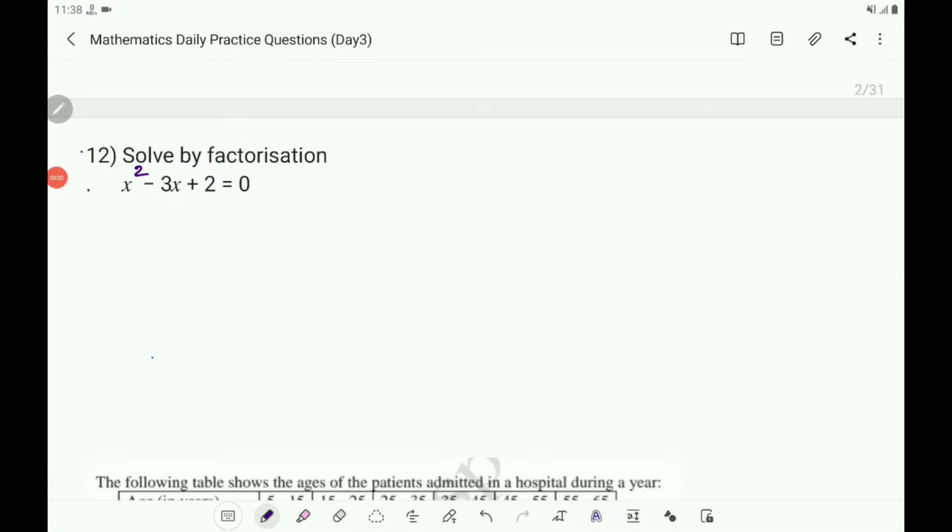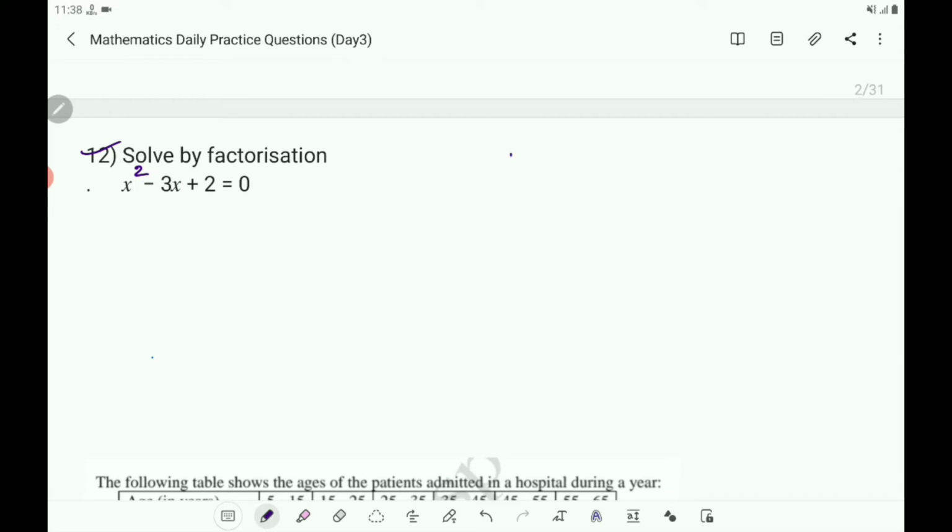Now let us take 12th question. Solve by factorization: x square minus 3x plus 2 equals 0. You know that it is a quadratic equation. We have to solve it by the method of factorization. Here we have to factorize the expression x square minus 3x plus 2, which is a trinomial. Here we have to split the middle term by taking the sum and the product.